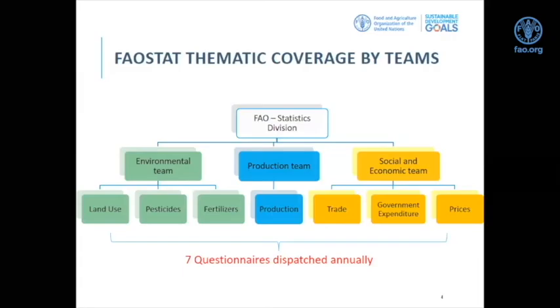And finally, the third team is the social and statistics team that sends annually the trade, government expenditure and prices questionnaires. Of course, the environmental team is the one more linked to SDG 2.4.1, since many sub-indicators are calculated through data that comes from this questionnaire. Although the primary method of data collection is through these questionnaires, some teams sometimes also consider external sources. For example, they use official ones like the National Statistical Office's website, but also some semi-official ones, for example the Oil World website for prices, just to mention one.